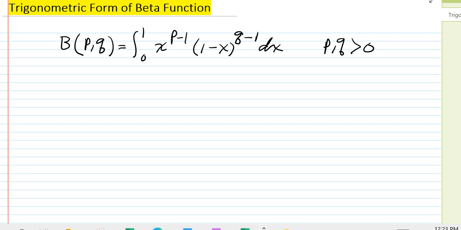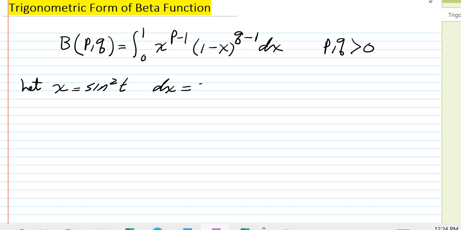So what we would like to do here is derive the trig form of the well-known beta function. I have written down the algebraic form of the beta function here, so let's begin by doing so. To start, we're going to let a new variable x represent sine squared t, and we're going to take the derivative of that.